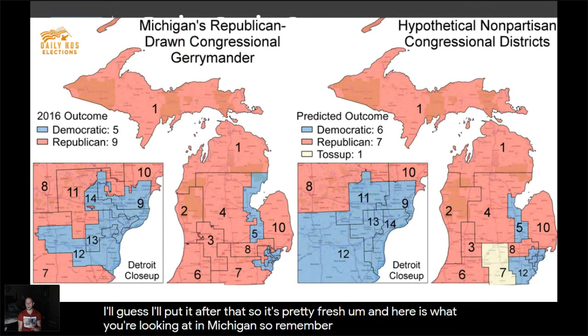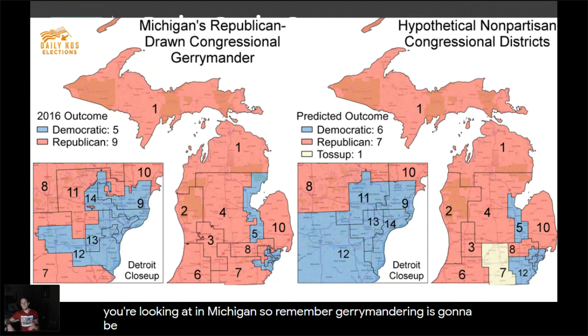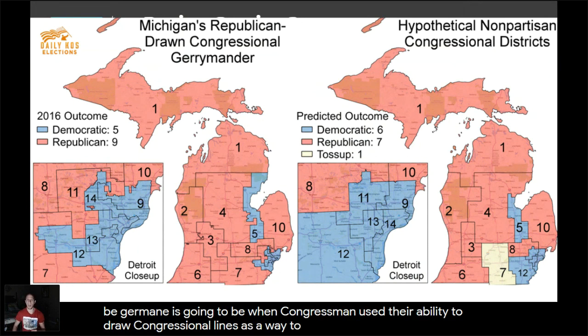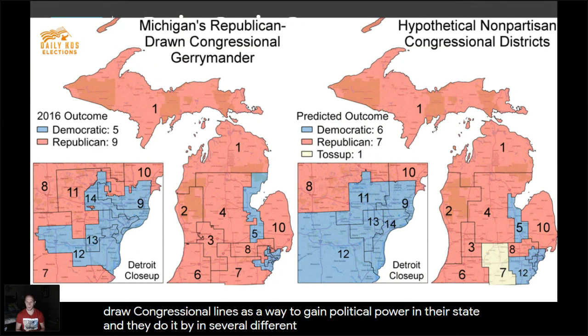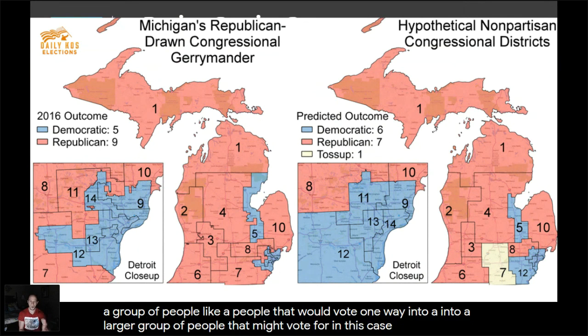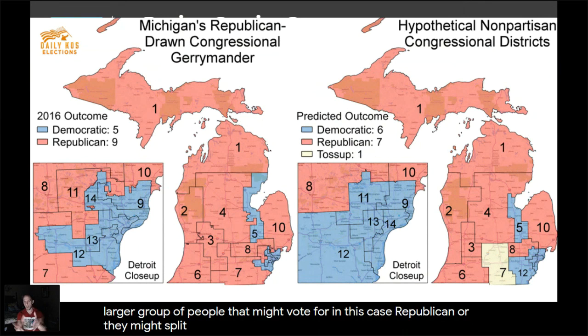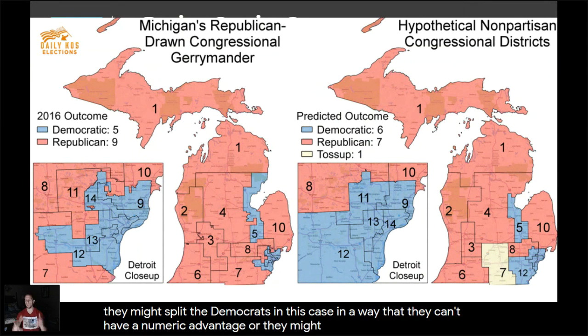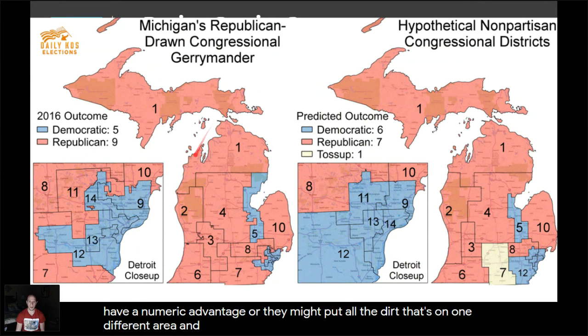So remember, gerrymandering is when congressmen use their ability to draw congressional lines as a way to gain political power in their state, and they do it in several different ways. Usually, either by absorbing a group of people that would vote one way into a larger group of people that might vote for, in this case, Republican, or they might split the Democrats in a way that they can't have a numeric advantage. Or they might put all of the Democrats in one area and draw lines around where those people are.